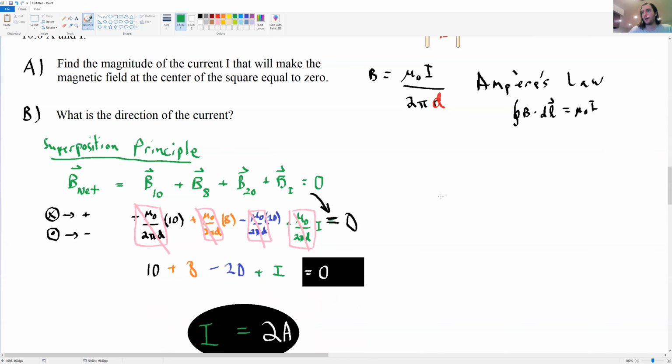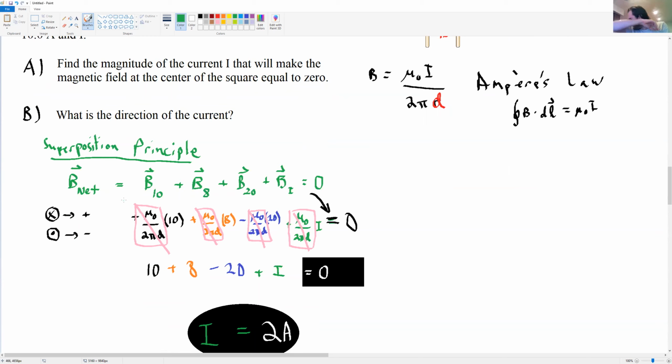So we found that we could set up an equation using the superposition principle. So add up the magnetic fields vectorially. And then the coefficients were all the same: coefficient times the current in that wire. And so we just cancel all those coefficients that are the same. Want to be careful not to cancel the minus sign there, though, on the blue term. And then it just becomes a simple arithmetic problem, basically. 10 plus 8 minus 20 is negative 2, so I is going to be positive 2 with units of amps.